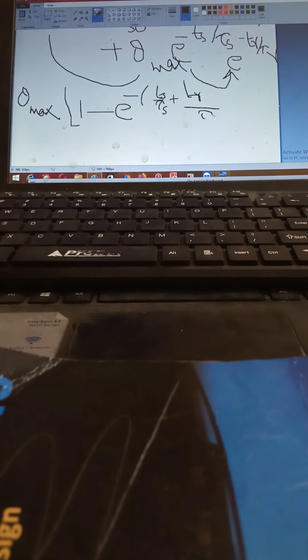I hope you understood. Now I will take theta max to this side. Theta max into 1 minus e raised to, see, this is e raised to a into e raised to b. E raised to a into e raised to b is e raised to a plus b. So minus I will take out: TS by tau S plus TR by tau R. I hope you understood.